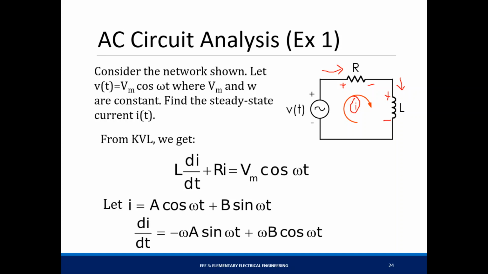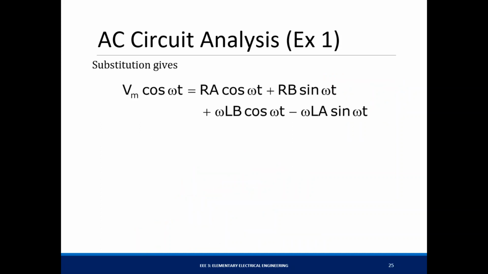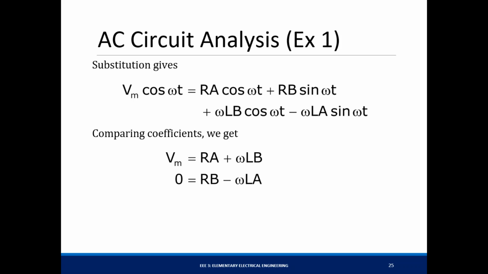So if you do KVL, you get this expression right here. This is the voltage across the inductor, the voltage across the resistor, and your source voltage. To solve this differential equation, we let i be equal to this expression. Substitute that into this expression, get the derivative, and by substitution we get this. Since cosine and sine are orthogonal to each other, we can just compare coefficients to solve for the unknowns a and b. Comparing coefficients, we get this expression. We can solve for a and b.